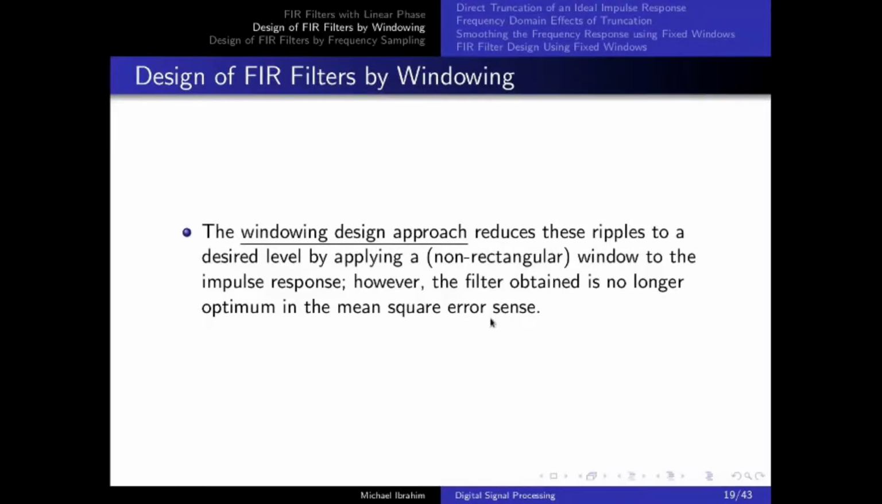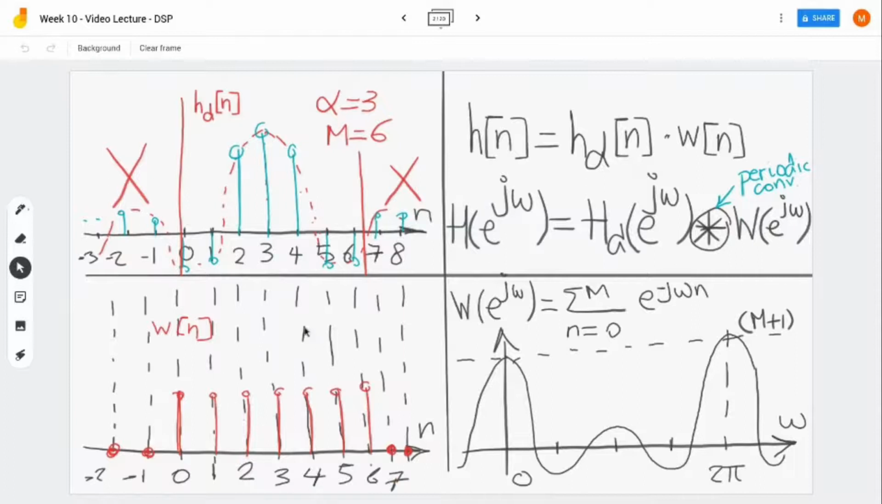However, the filter obtained will no longer be optimum in the mean square error sense. So let's go back to our whiteboard over here. Here we are using a rectangular window. Multiplying the desired impulse response over here by this rectangular window will truncate the samples, will kill the samples before 0, will kill the samples after M, and this will give us a finite impulse response filter which is causal. But using a rectangular window like this one will give us unacceptable ripples.